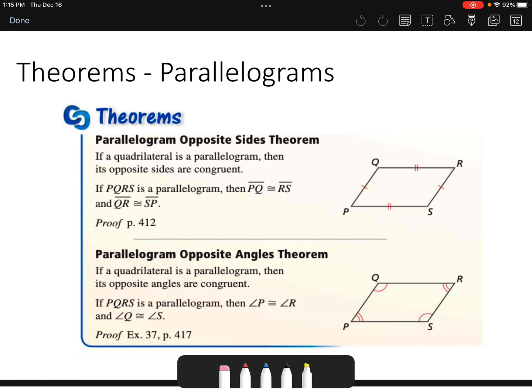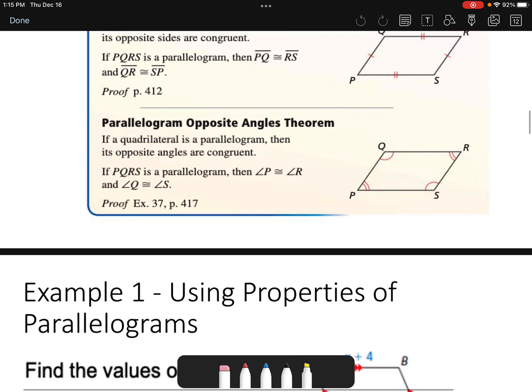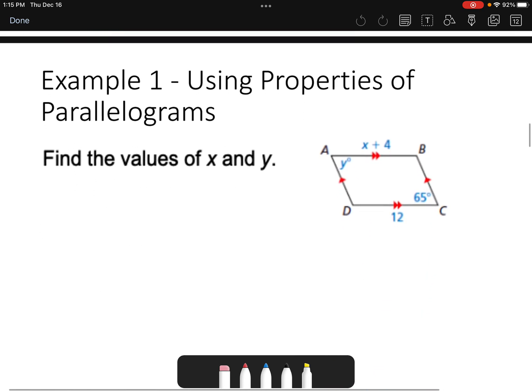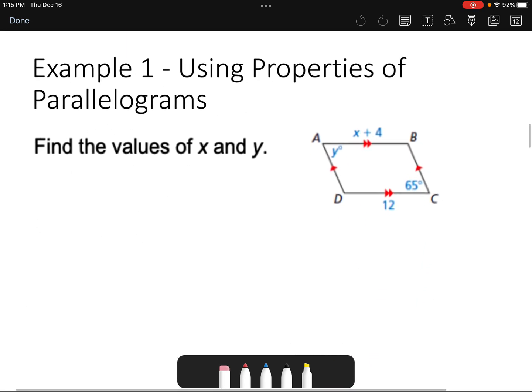The third item about parallelograms is that the opposite angles are also congruent. So you can see that P and R are congruent and Q and S are congruent, and that is always the case in a parallelogram. Now, knowing this, we should be able to answer questions like the following.